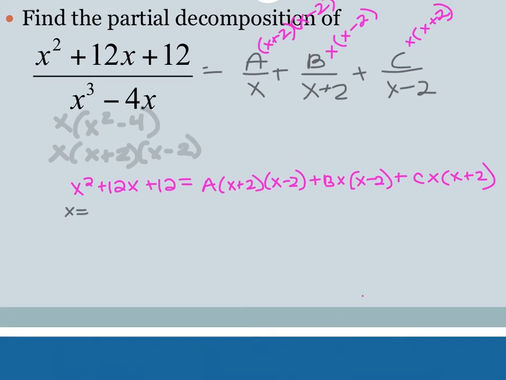X could be positive 2, yep. Or it could have been negative 2. If I plug a 2 in here, it's going to cancel out A. Plug a 2 in here, it's going to cancel out B. And it's going to leave me with C. So by canceling out A, I actually cancel out A and B. Do you see that? And I'm going to end up solving for C, which you'll see in a minute. I'll work through that. But then I would go to the next one.